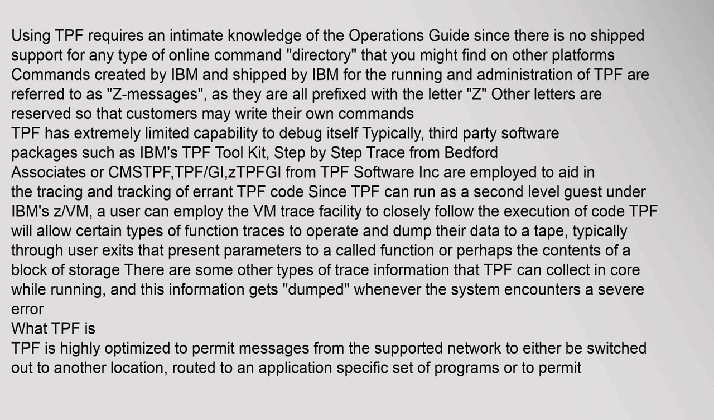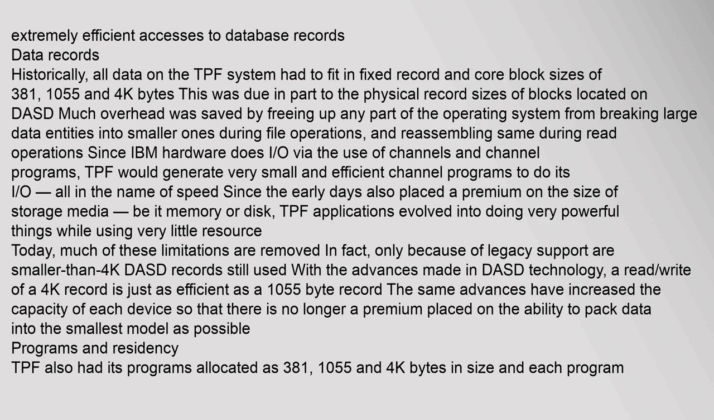What TPF is highly optimized to do is permit messages from the supported network to either be switched out to another location, routed to an application-specific set of programs, or to permit extremely efficient accesses to database records. Historically, all data on the TPF system had to fit in fixed record and core block sizes of 381, 1055 and 4 KB.